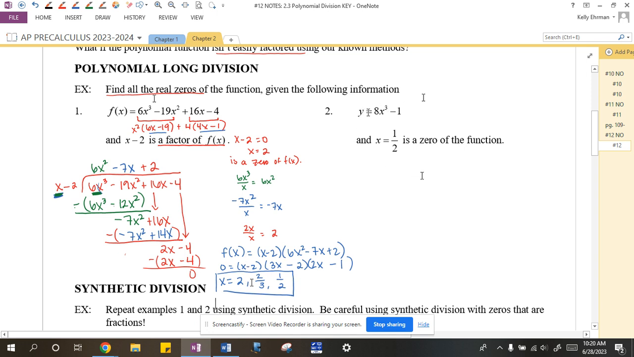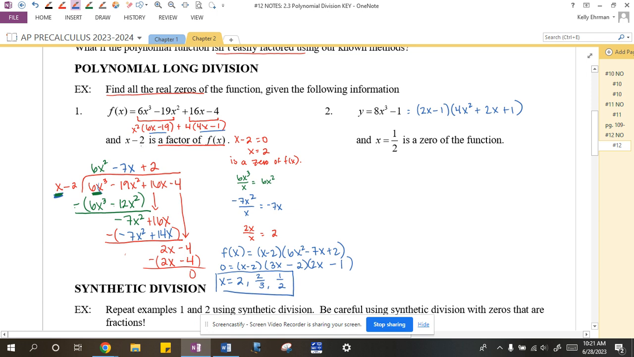Now, number 2, normally I would factor this. This is an easy difference of cubes, right? But I do just want to show you how the division can work as well. So, especially when they give you a 0 that's a fraction. So, thinking about how this factors, if we're told that x equals 1/2 is a 0 of the function, that's kind of going backwards from what I did in the first problem.